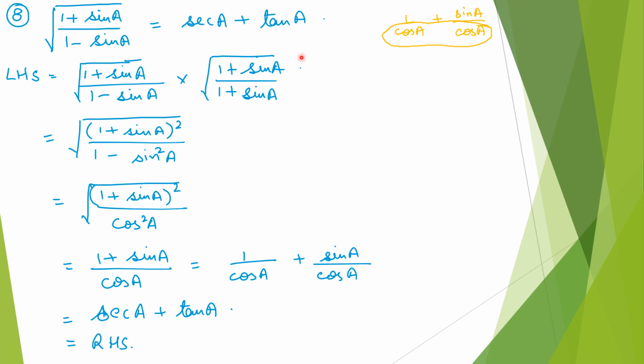So what I do, if I multiply and divide by 1 plus sine A, this is going to be 1 plus sine A into 1 plus sine A in the numerator, and denominator will be 1 minus sine A into 1 plus sine A. That will give you cos square A. When I take the square root, I will get 1 plus sine A upon cos A. That will be 1 upon cos A plus sin A upon cos A, that is secant A plus tan A. You have to keep looking at what is there on the right hand side. What do I have to arrive at?